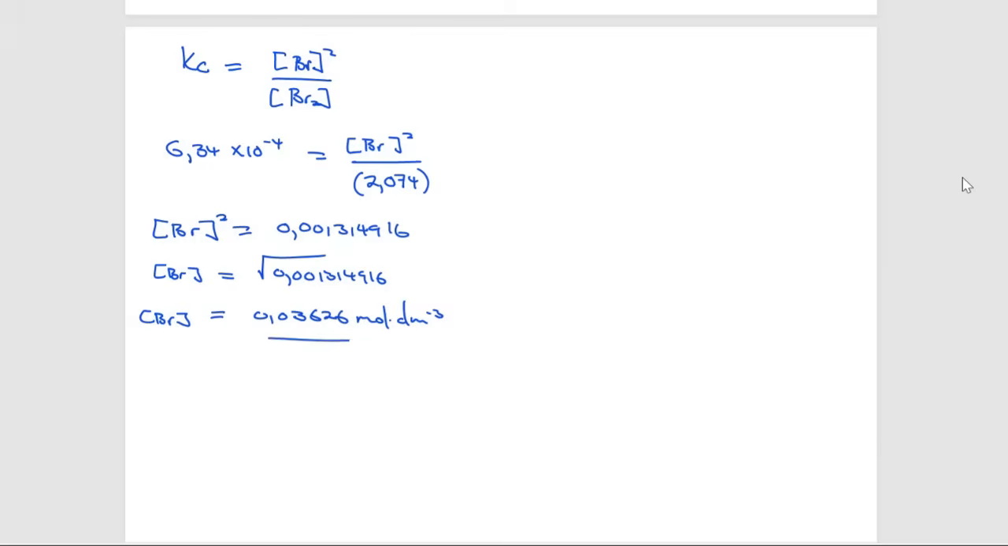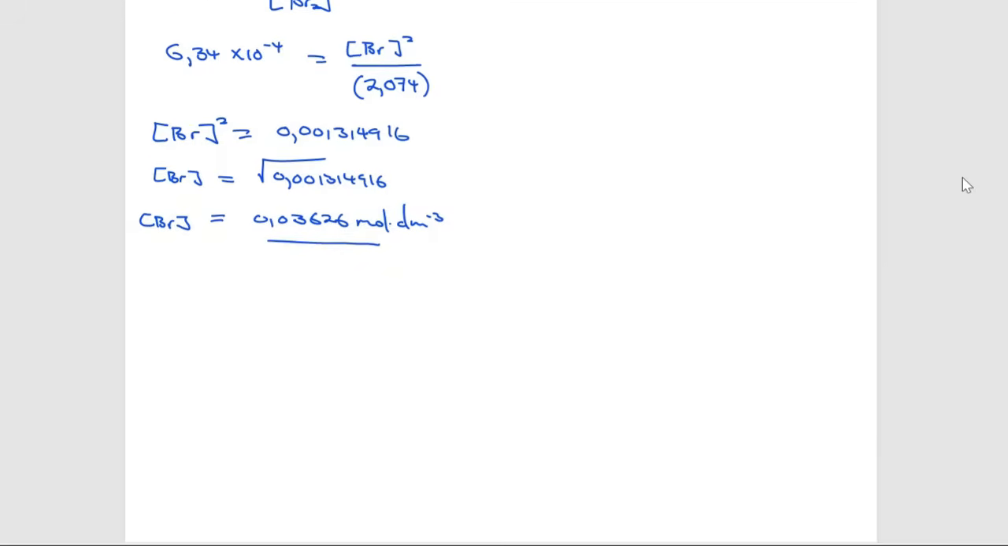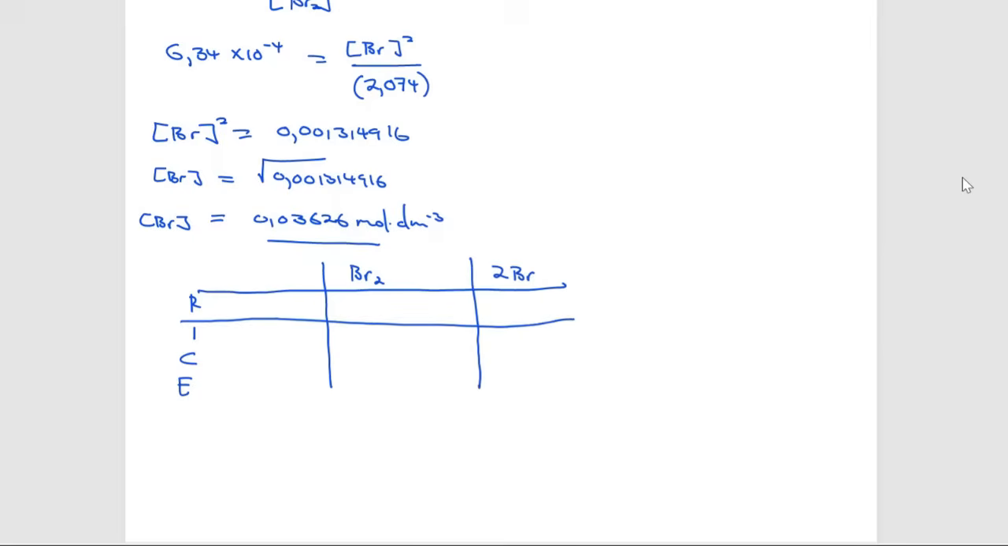Then after getting that value, we're now going to proceed to formulate some sort of a rise table. I'm going to draw something like this. Then let's have a table there. Here I'm going to say Br2, bromine. And then here I'm going to say 2Br, like that. So now this is our table.